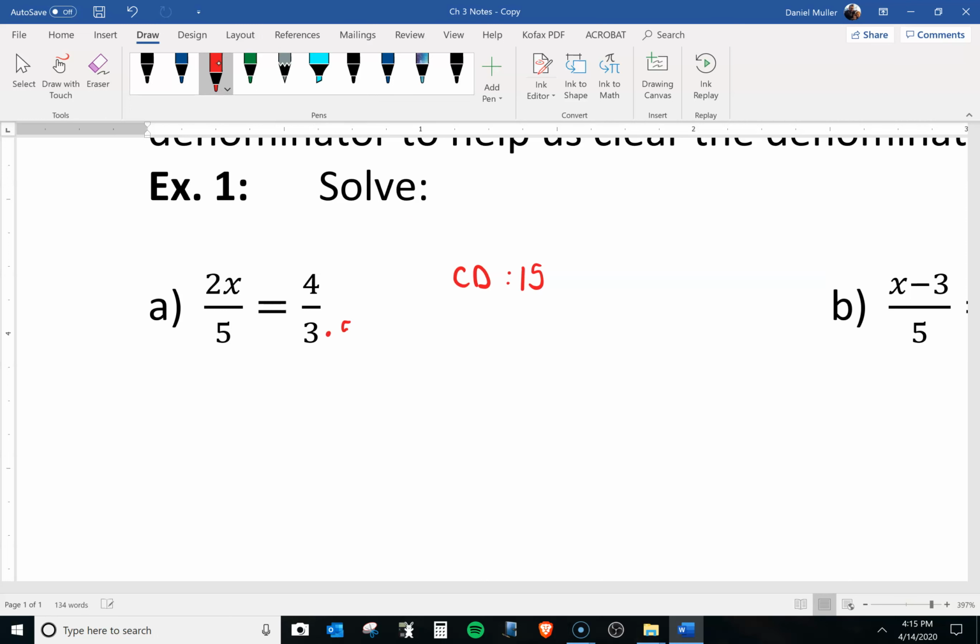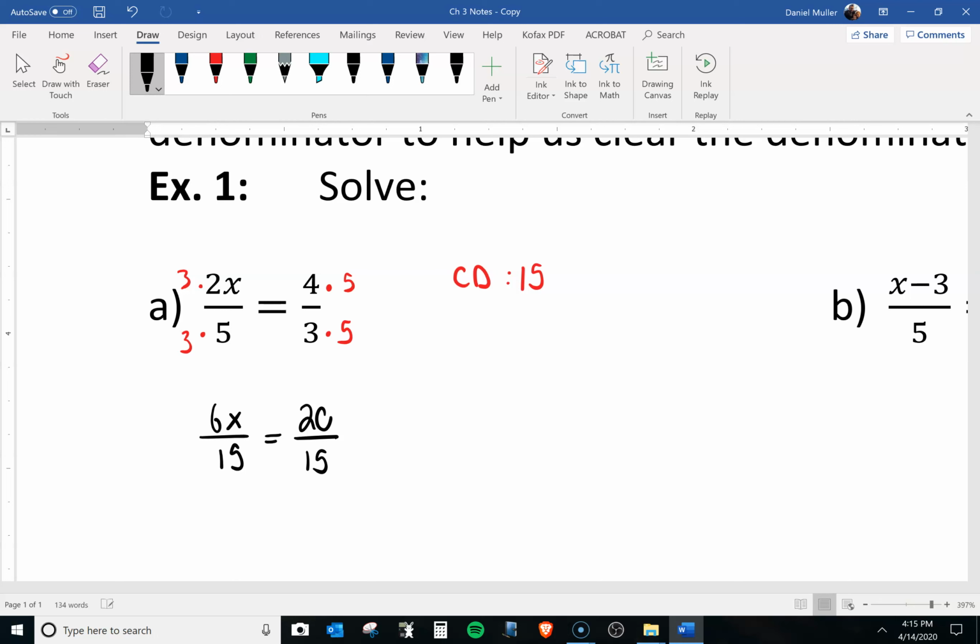So that's what we need to get on both of these. So I'm going to times this by 5. Remember, whatever you do at the bottom, you have to do to the top. Times this by 3. Times this by 3. And now you have 3 times 2 on the top, so that's a 6x over 15 is equal to 4 times 5, which is 20 over 15.